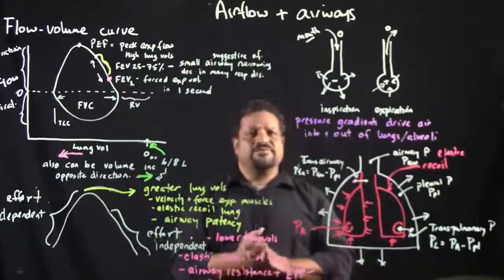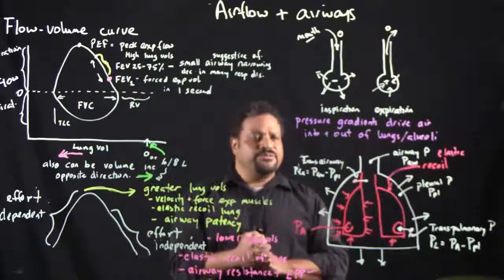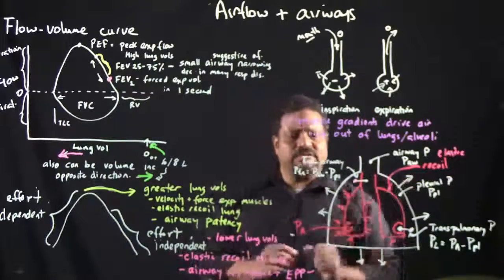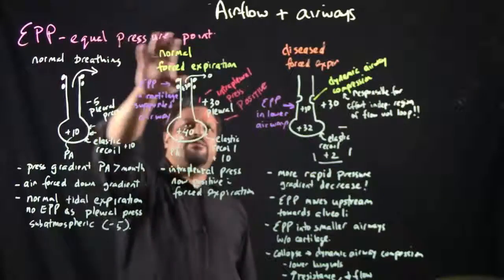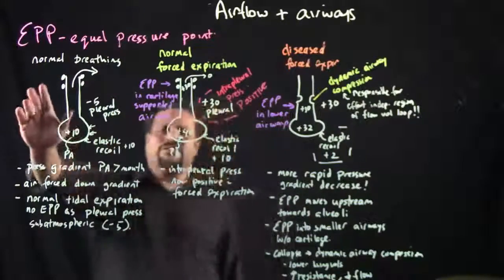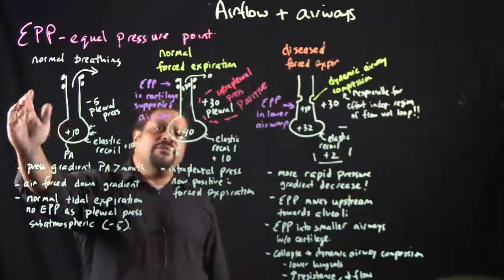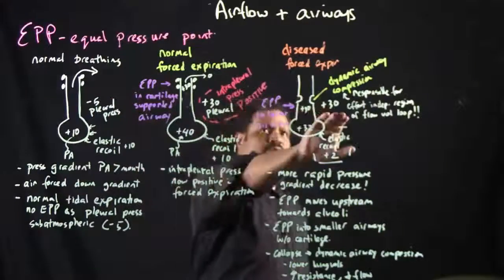So these are a little bit of the concepts that you should pay attention to. And this figure is also in your textbook. Okay, let's look at EPP, or equal pressure point. And we'll be moving from this area down across to the diseased.